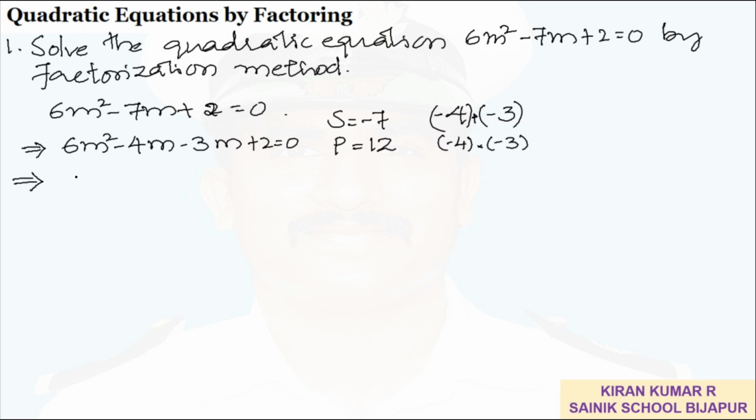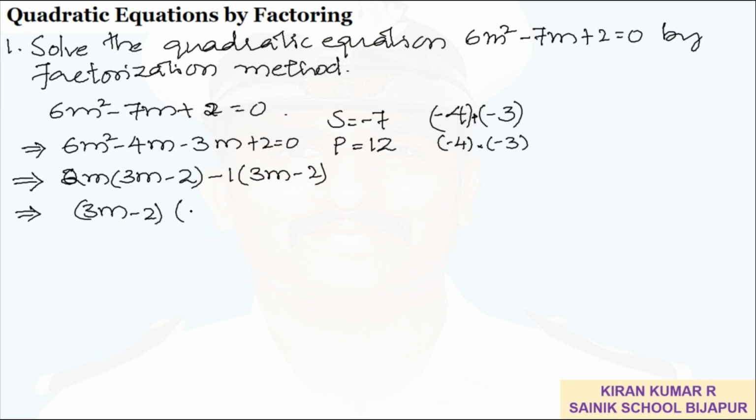This implies, among these two terms, I can take 2m as common. I'll be left out with 3m minus 2. In this, I'll take minus 1 as common, so it becomes 3m minus 2. Now there is 3m minus 2 common. 3m minus 2 times 2m minus 1. I get the product of linear equations.